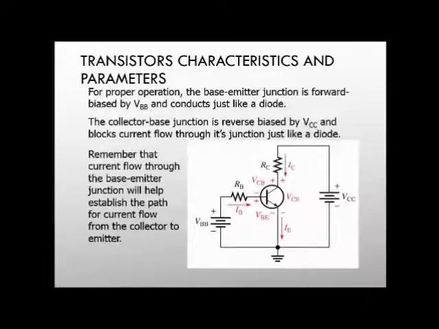Now you have to remember that the current will flow through the base emitter junction and it will help to establish a path for the current to flow in the collector junction, that is, the current flow from the collector to the emitter. The current flowing through this base and emitter junction makes a path for the current to flow through this collector to emitter junction. And whenever the base emitter junction is forward biased and the collector base junction is reverse biased, it generally acts as an amplifier, or you can say it acts in the active region. Similarly we will see the operations later.